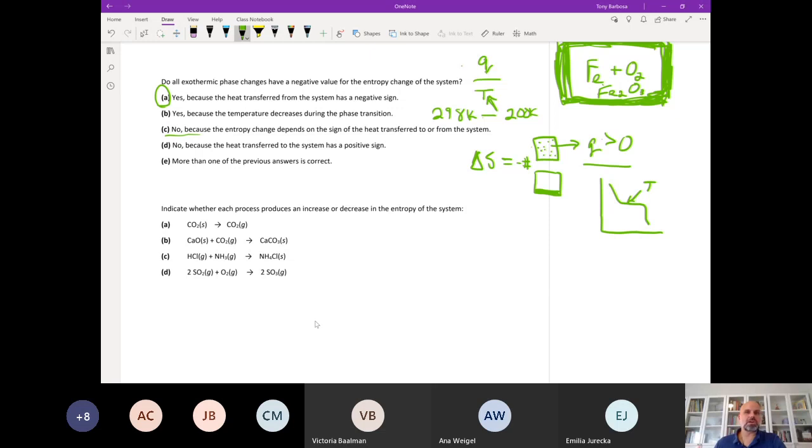It's the heat, the direction, the Q, that is going to be either positive or negative. The temperature is not. That makes sense from a mathematical perspective.